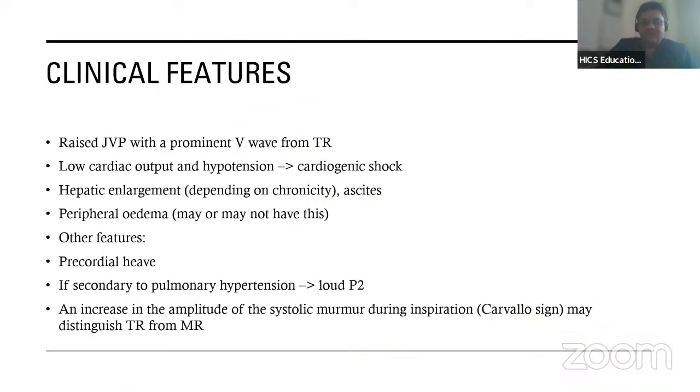What are the clinical features of a failing right heart? Classically, a failing right heart is characterized by raised jugular venous pressures with a prominent V wave that is produced from the tricuspid regurgitation.